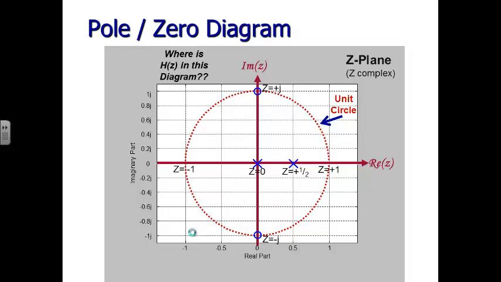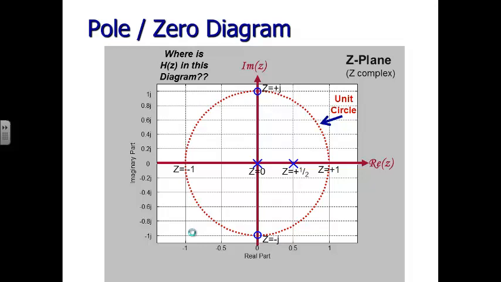Now, where is H of Z in this diagram? I see Z values, but I want to know something about the transfer function H of Z. I can't draw that in this plane, right? This is just all the possible values of Z. These are the numbers I could plug into H of Z to get a complex value that has a magnitude and phase. So if I was trying to plot H of Z, I'm not here. I'm in another plane or another axis.